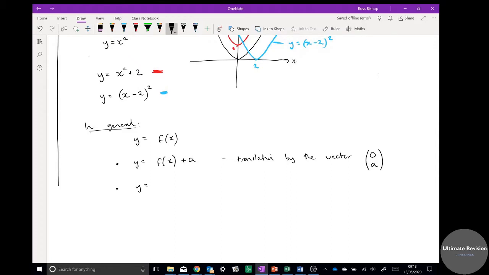Okay, so that's the first rule to know. Second rule, if I've got f of x plus a, here we had minus a, but it works the same way. This will be a translation by the vector, well, it's always the opposite sign there, and that's in the x direction. So that's minus a, 0.